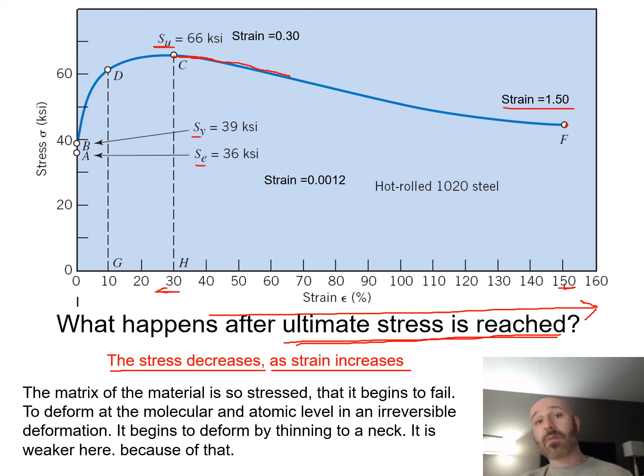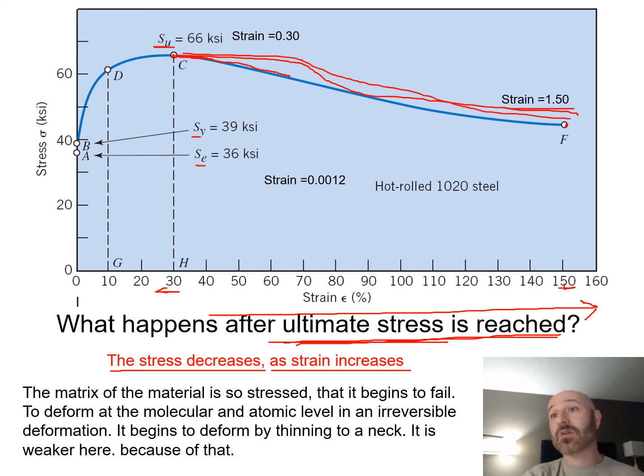Think about this: the matrix of the material is also stressed so that it begins to fail, to deform at the molecular and atomic level in an irreversible deformation. It begins to deform by thinning the neck. This is what we call our necking region, because it is deforming and thinning the neck. So it's weaker because of that. Once you've gotten to this ultimate stress, at the top of this curve, what is going to happen? It's going to get weaker after that point, to the point where if you achieve this in a part or a product, it's not going to be as strong. It's not going to be able to withstand the loads and stresses it saw before. It's going to be a weaker part, and it's going to continue on that necking as it goes down until it finally reaches failure.